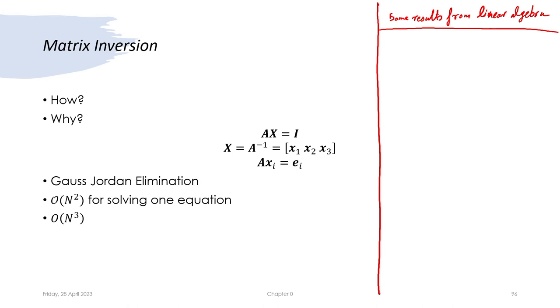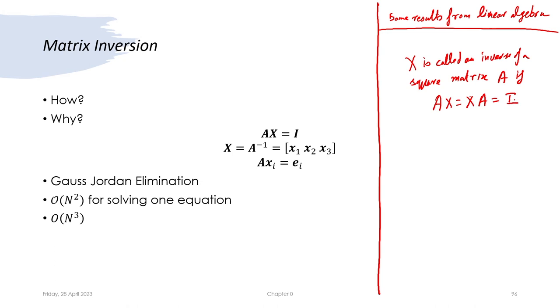So, all of us know that a matrix X is called an inverse of a square matrix A if AX equals XA equals identity. Fine. So, if AX equals XA equals identity, then this matrix is called the inverse of A.